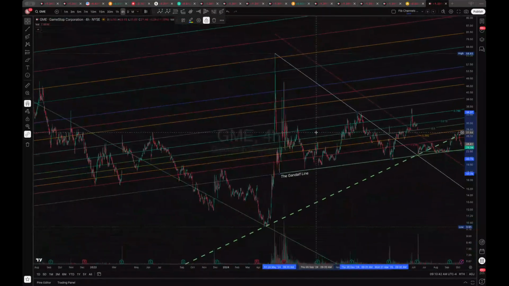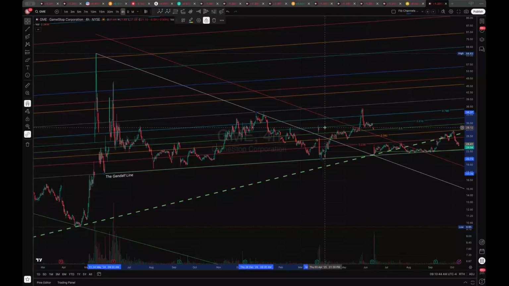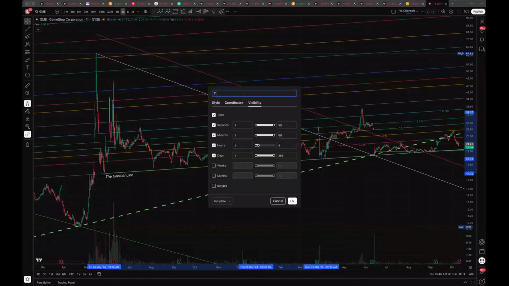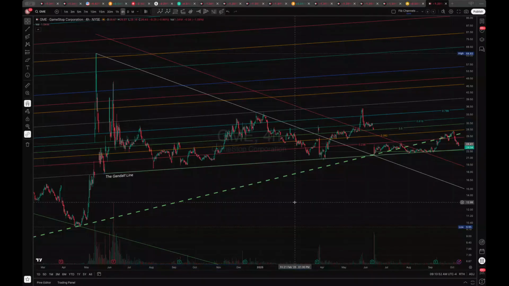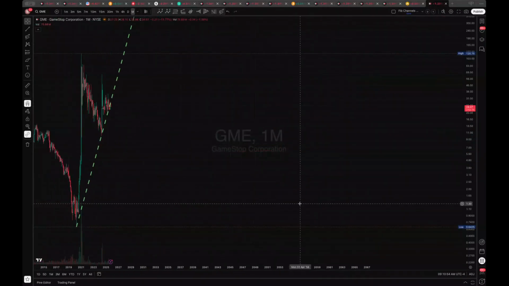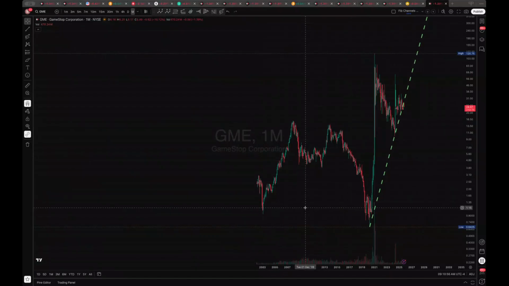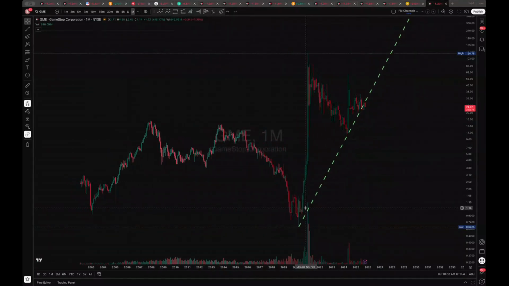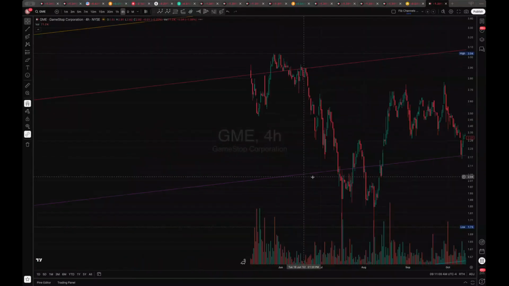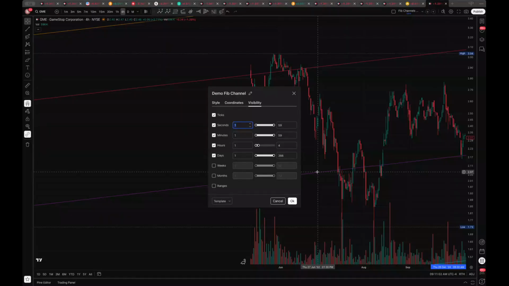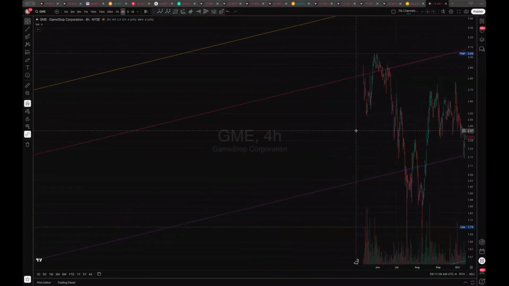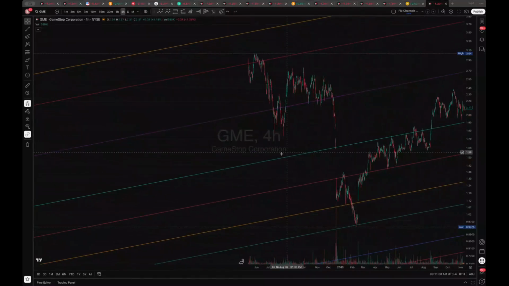This is it. I will even name it demo fib channel. There we go. We'll go back just to prove there's no funny business here. Go to the 4-hour chart. Demo fib channel. It's the same thing. And I just went back to 2002.